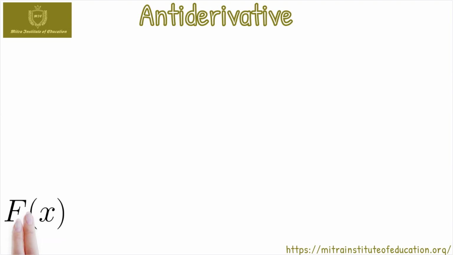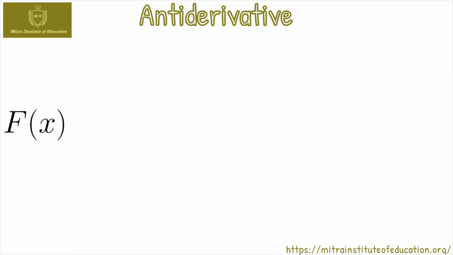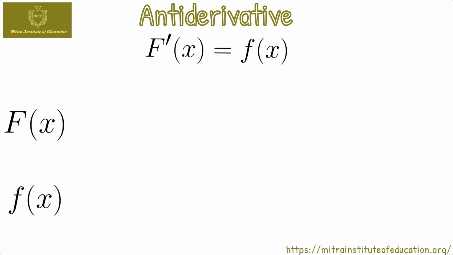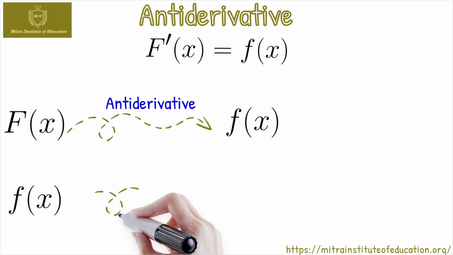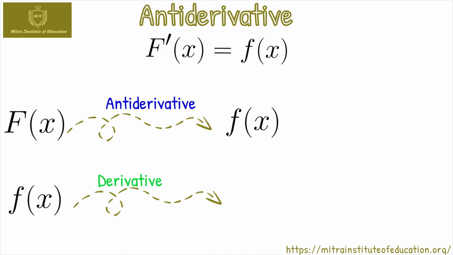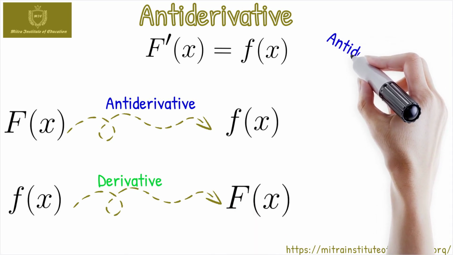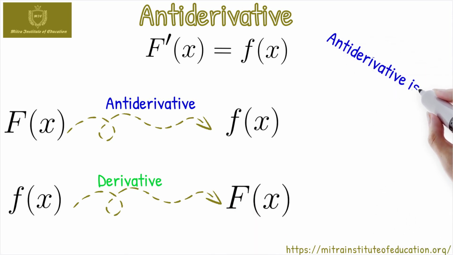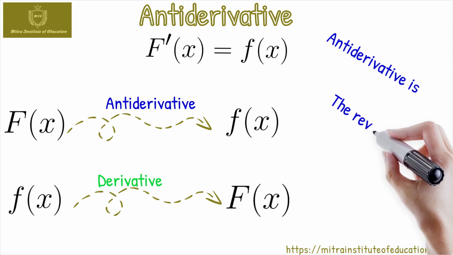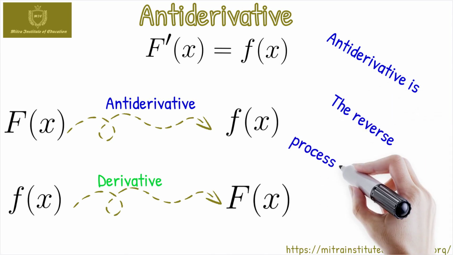Imagine you're working with two functions, big F of x and little f of x, where big F prime of x equals little f of x. In this case, big F of x is the antiderivative of little f of x, and little f of x is the derivative of big F of x. The antiderivative is simply the reverse process of differentiation.